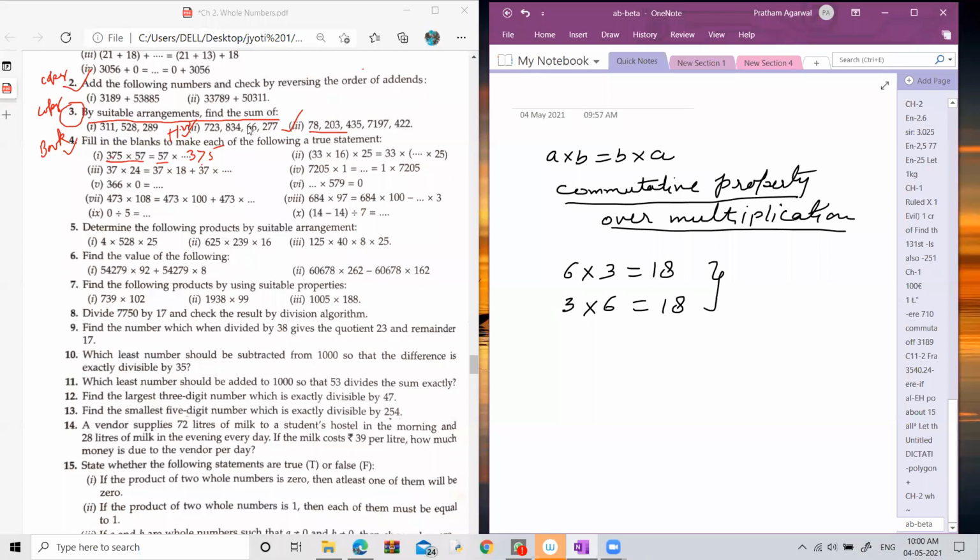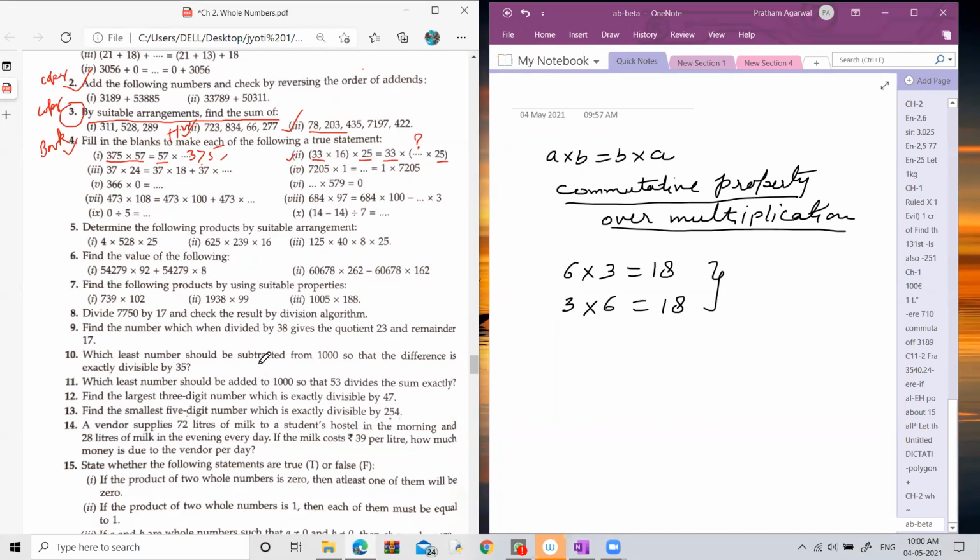Now let's come to the second part. 33 into 16 into 25. On the right hand side, 33 is here. 25 is already written here. So what value do you have to write in the blank space? Quickly respond, beta. 16.